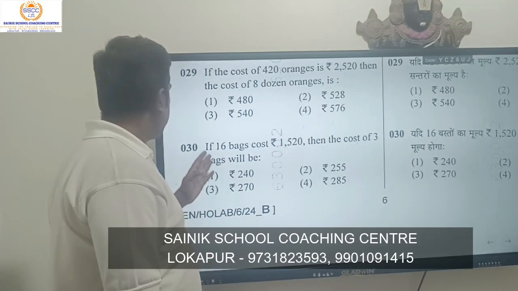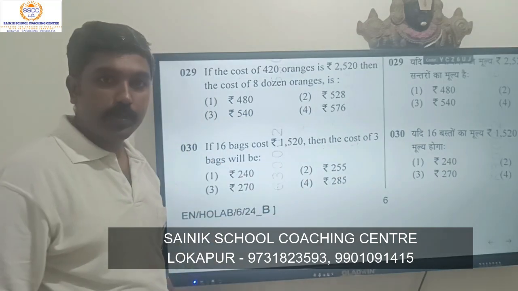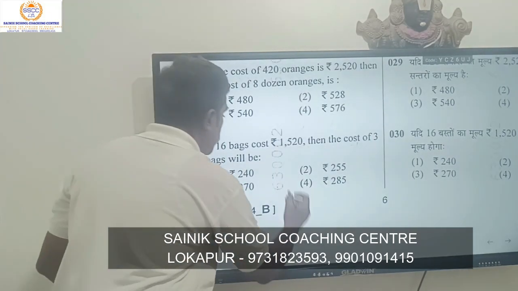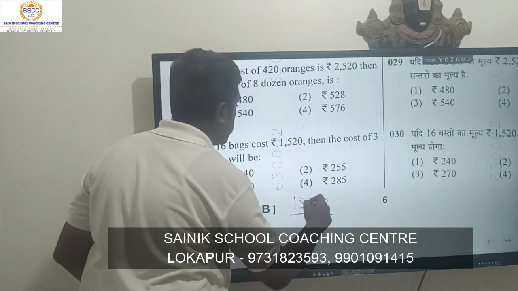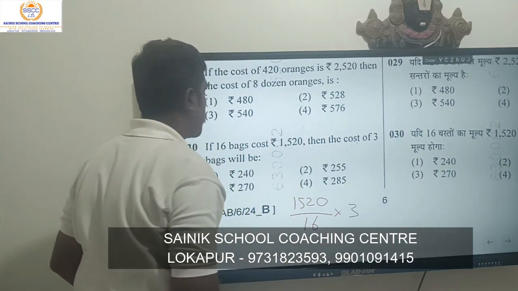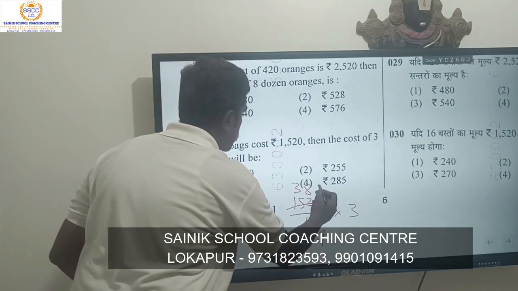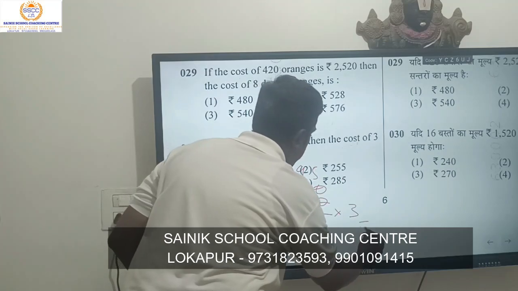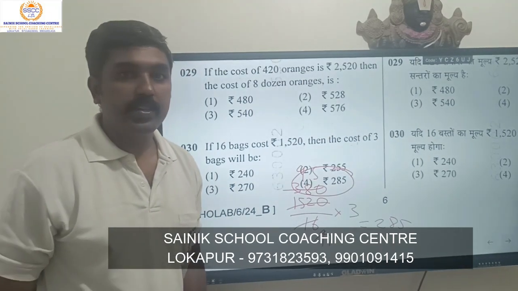Number 30. If 16 bags cost 1520 rupees, then the cost of 3 bags will be. So based on the unitary method, first you have to find the cost of each bag. So what will it be? 1520 rupees divided by the number of bags, that is 16, and you have to multiply it by the number of bags for the required cost. So it is multiplied by 3. 16 into 95 is 1520, so 95 into 3, 285. So option D, 285 is the right answer.